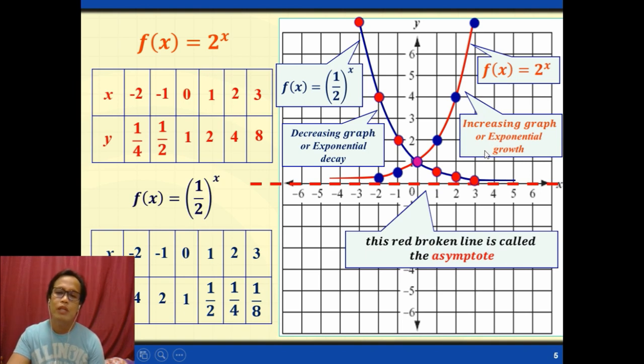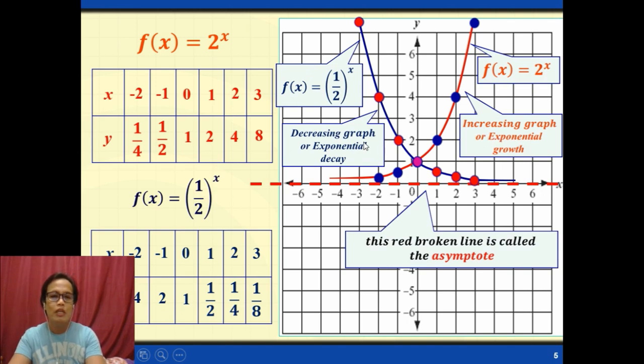As an example sa exponential graph, one best example is the transmission of COVID-19 virus. Meaning, ni-grow siya exponentially. For example, one person infected, maka-infect siya another at least 4 or 5 persons. So that is growing exponentially. So that is called exponential growth.